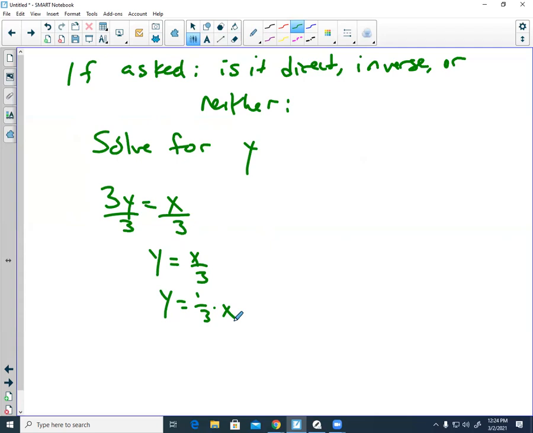If I have something that looks a little bit different, where I'm thinking xy equals 3. When I solve for y, I divide by x, so I get y equals 3 over x.